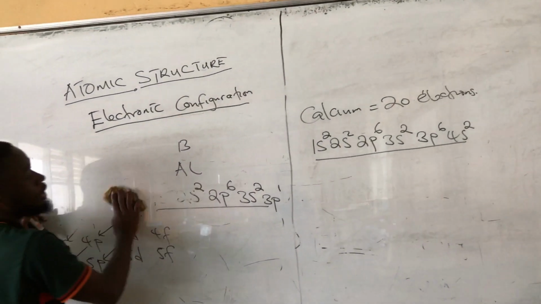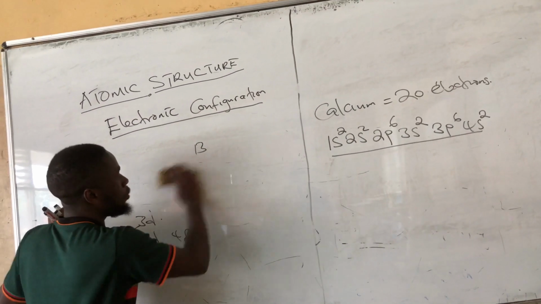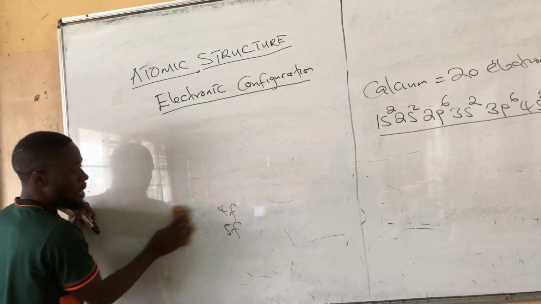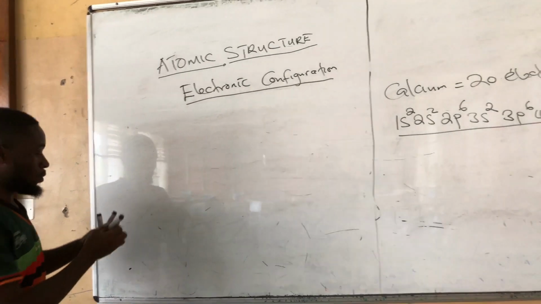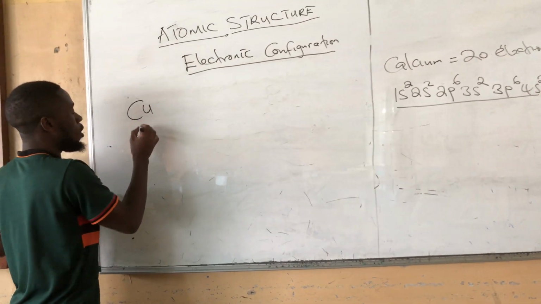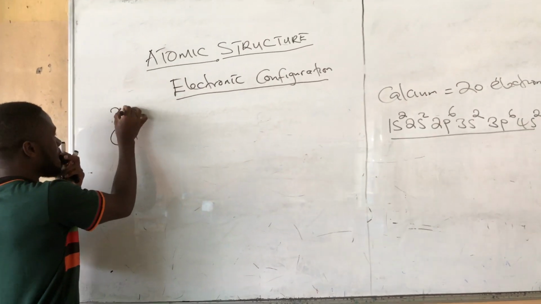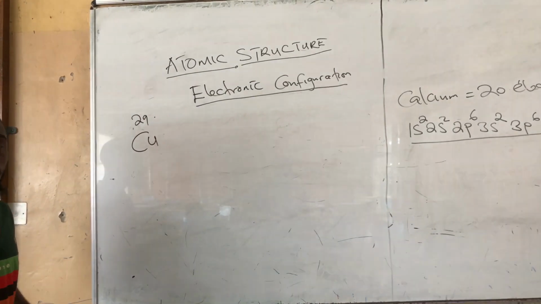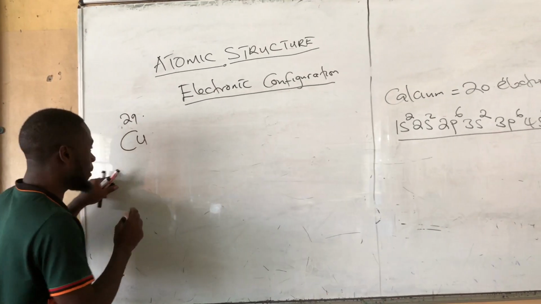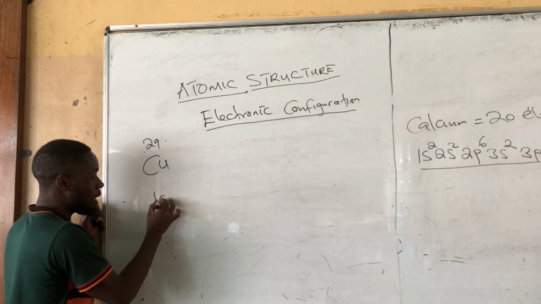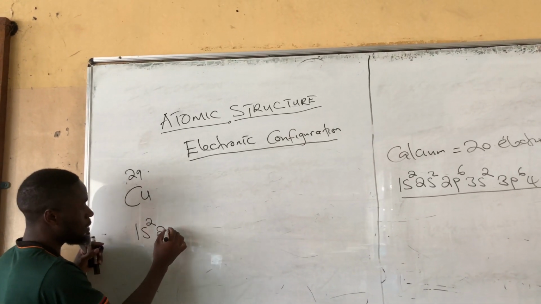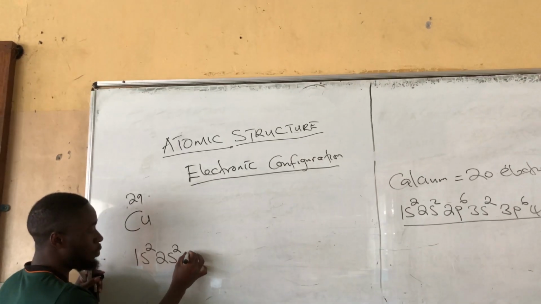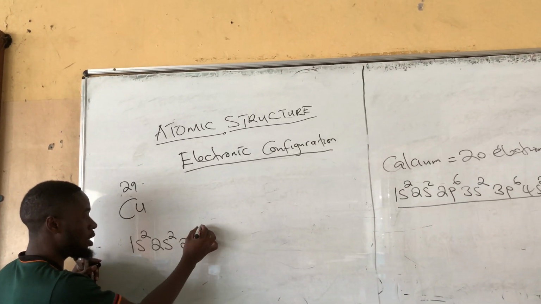Copper has 29 electrons, and chromium has 24 electrons. So let's take copper first. We're told to write the electronic configuration for copper with 29 electrons. Let's start: 1s², 2s², then we go to 2p⁶.